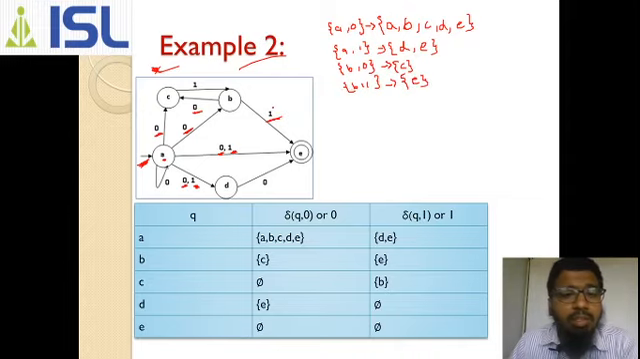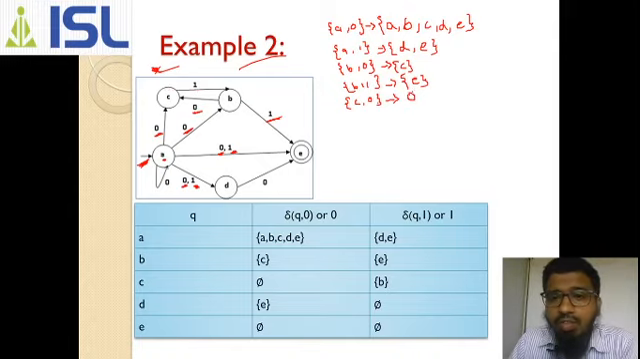Next, take the C. C comma 0. What is C comma 0? Is there any? No. Only one output line is there for C. So here we need to write phi. Phi means empty. C comma 1. C comma 1 has only one, that is B.